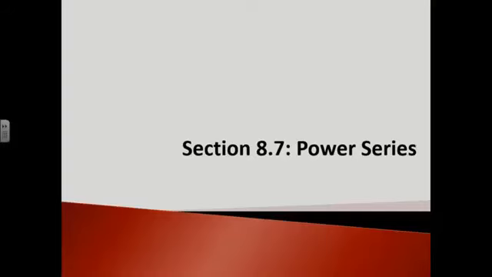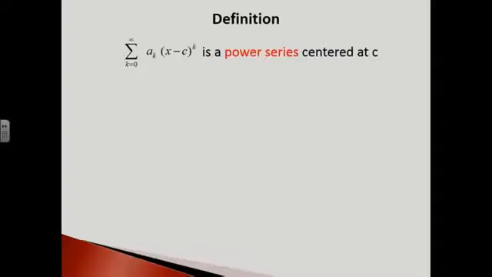Section 8.7 Power Series. In this section, we shall examine the properties of power series and shall find that under reasonable conditions, they can be differentiated or integrated term by term. An infinite series of the form sigma k equals 0 to infinity of a_k multiplied by (x minus c) to the power of k is called a power series centered at c.